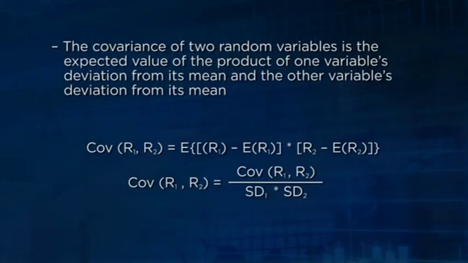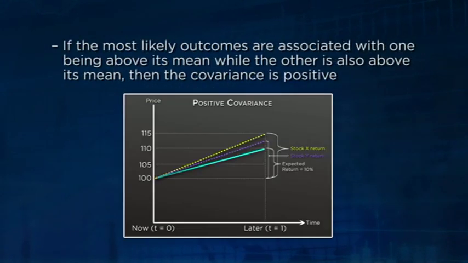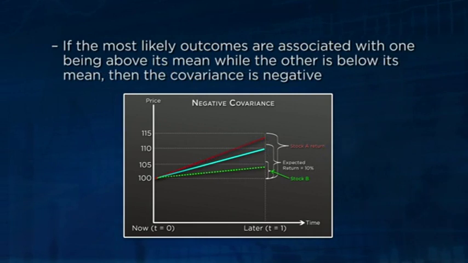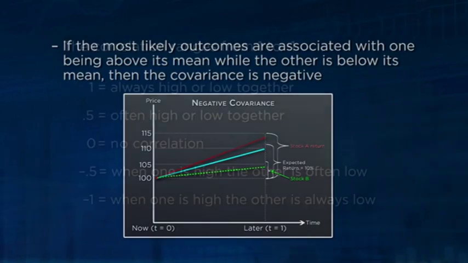Recall that the covariance of two random variables is the expected value of the product of one variable's deviation from its mean and the other variable's deviation from its mean. If the most likely outcomes are associated with one being above its mean while the other is also above its mean, then the covariance is positive. If the most likely outcomes are associated with one being above its mean while the other is below its mean, then the covariance is negative.